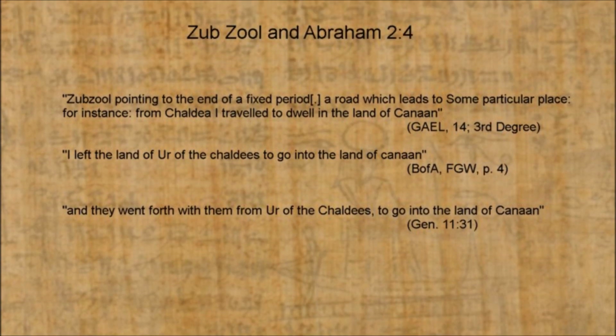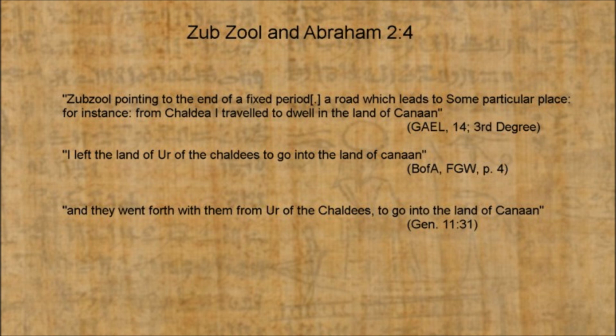In the 3rd degree of the Gael, Smith expanded Zub-Zul to include relative space as well as time, and gave Abraham as an example. Zub-Zul, pointing to the end of a fixed period, a road which leads to some particular place. For instance, from Chaldea I traveled to dwell in the land of Canaan. Note that the example is given in the first person, as if quoting a source. But with comparison to the text of Smith's subsequent dictation of Abraham 2 verse 4, there is no literary dependence. I left the land of Ur of Chaldees to go into the land of Canaan.